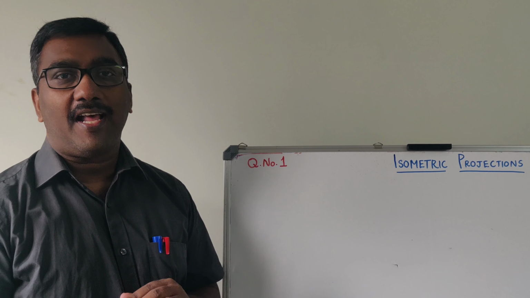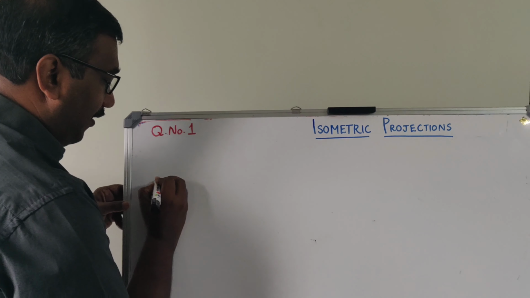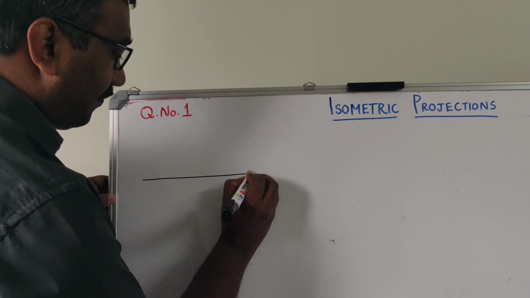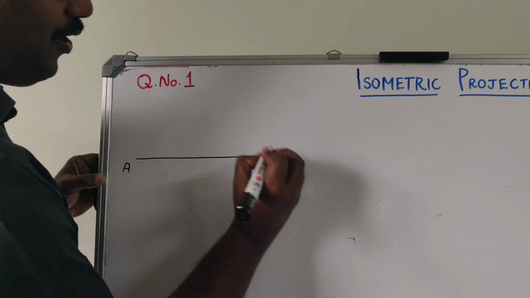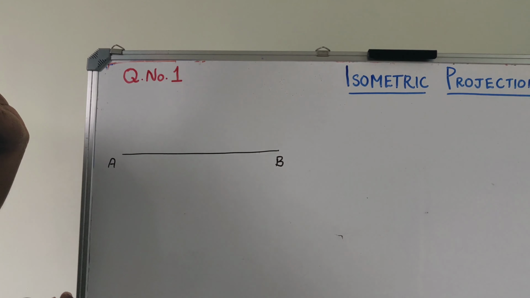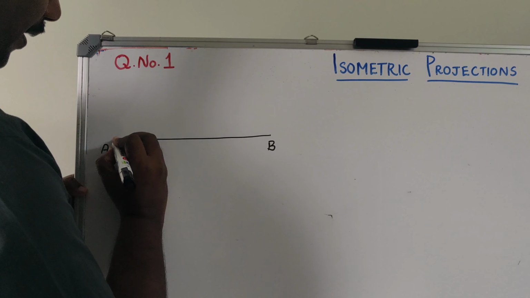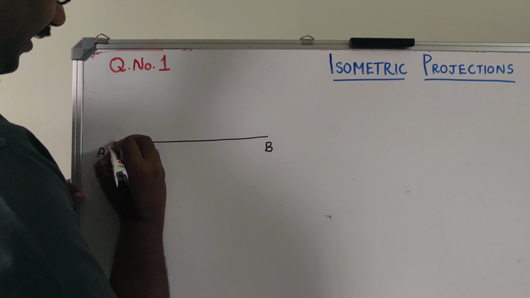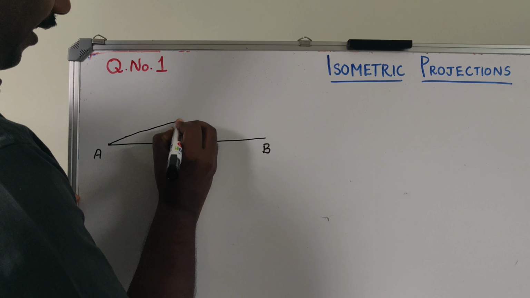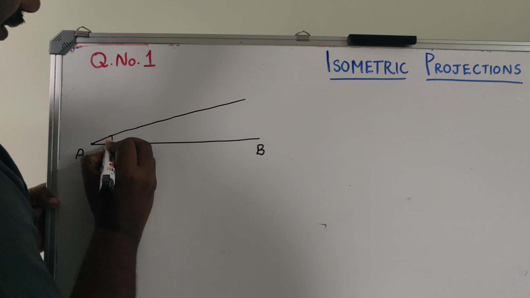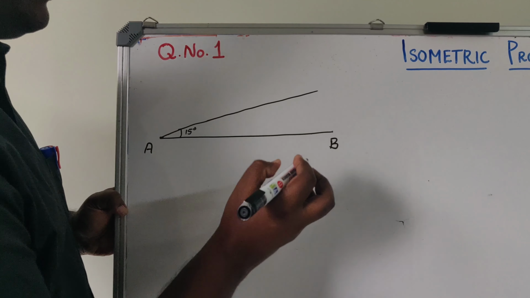So here the largest dimension is 60. So you can have a line AB of length more than 60 mm. Whatever be the length, that is not at all a problem. Now, from A, we can have an inclination of 15 degree and we can have another line. So this inclination is 15 degree as we have seen in the introduction.